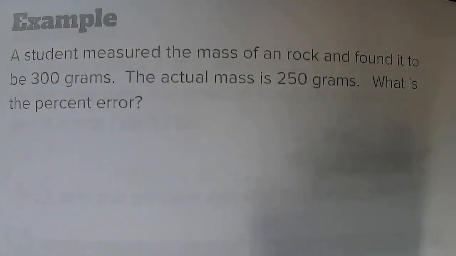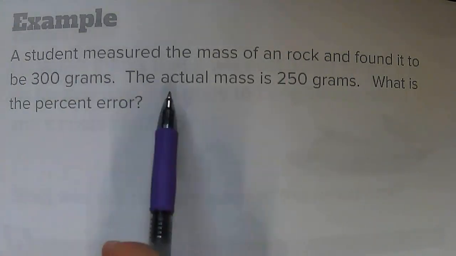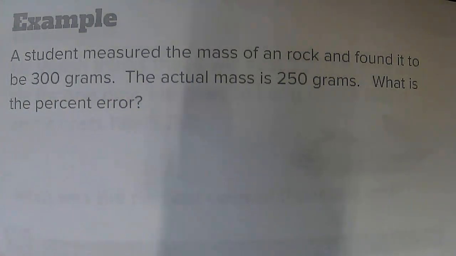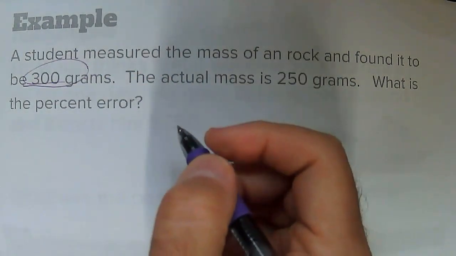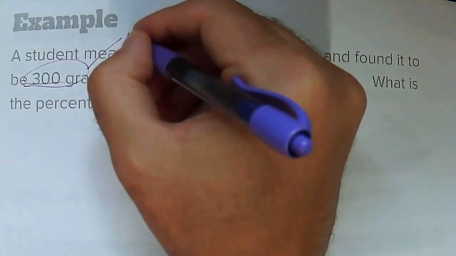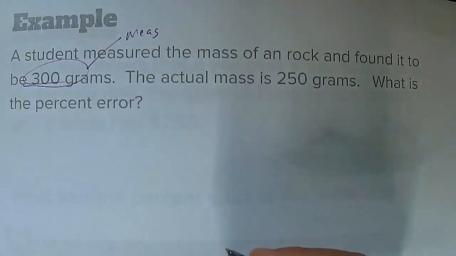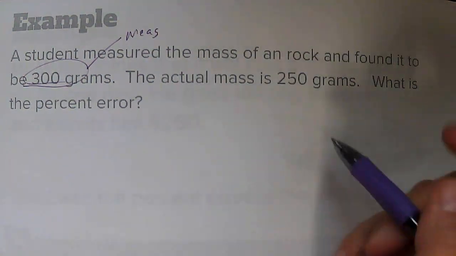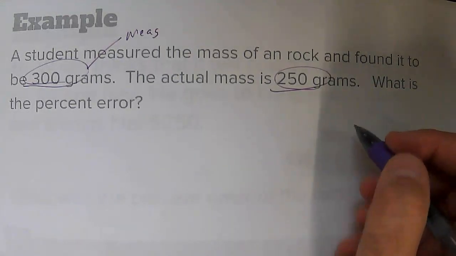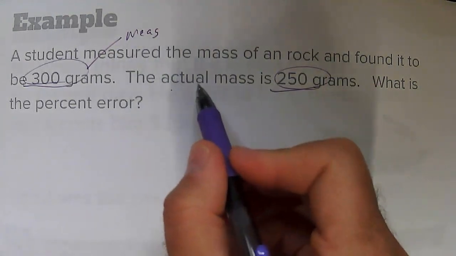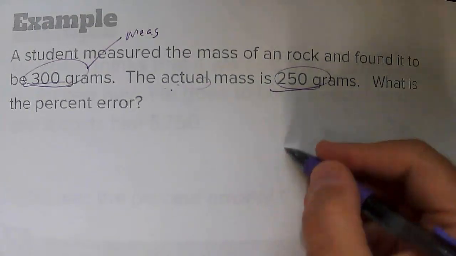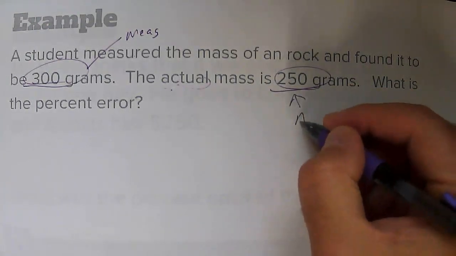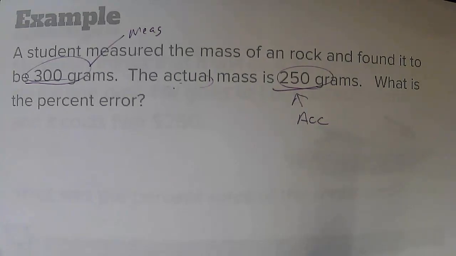We have an example here. A student measured the mass of a rock and found it to be 300 grams. I'm going to write in here that this is the measured value, and I'll abbreviate it. And the actual mass is 250. Notice that here we didn't use accepted, we used actual, but I'm going to write here that that's the accepted value.